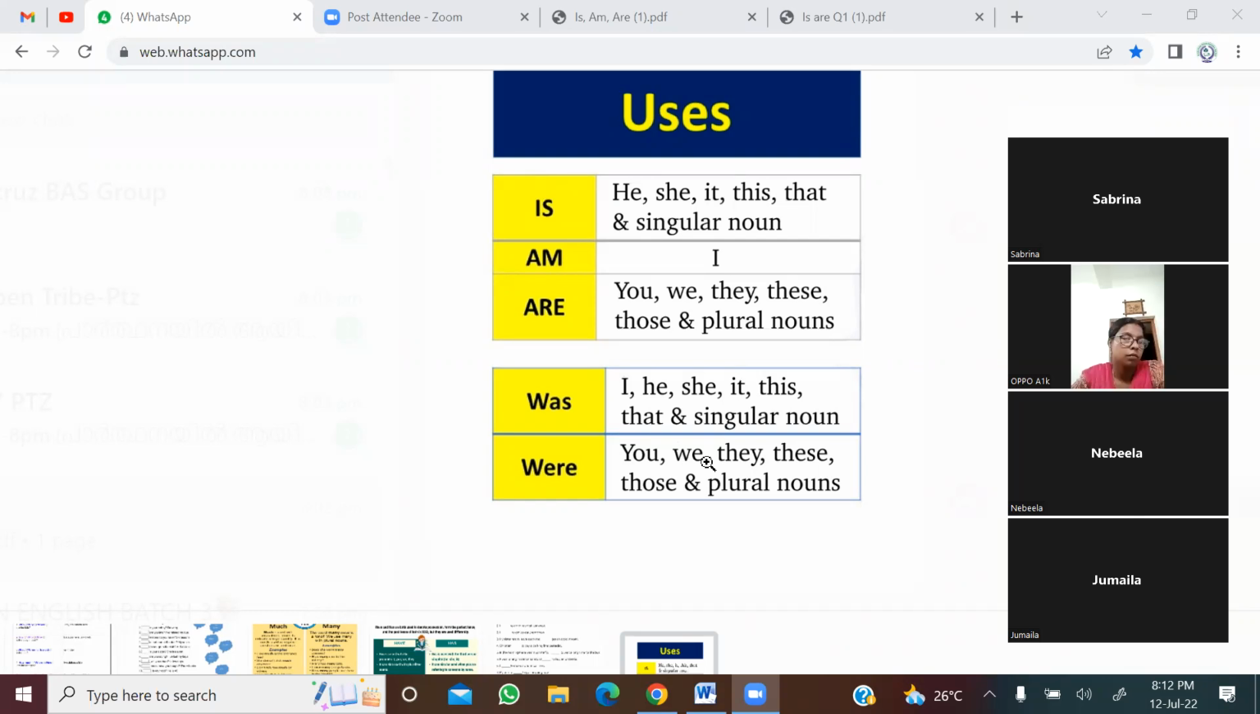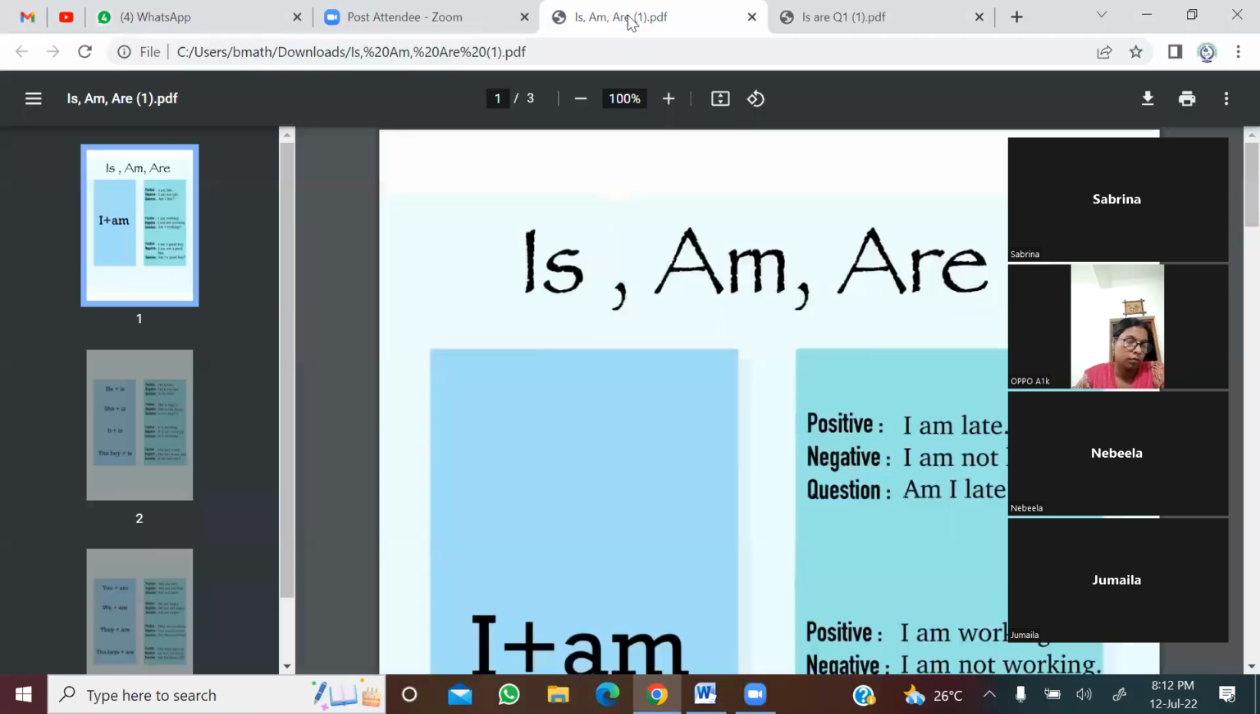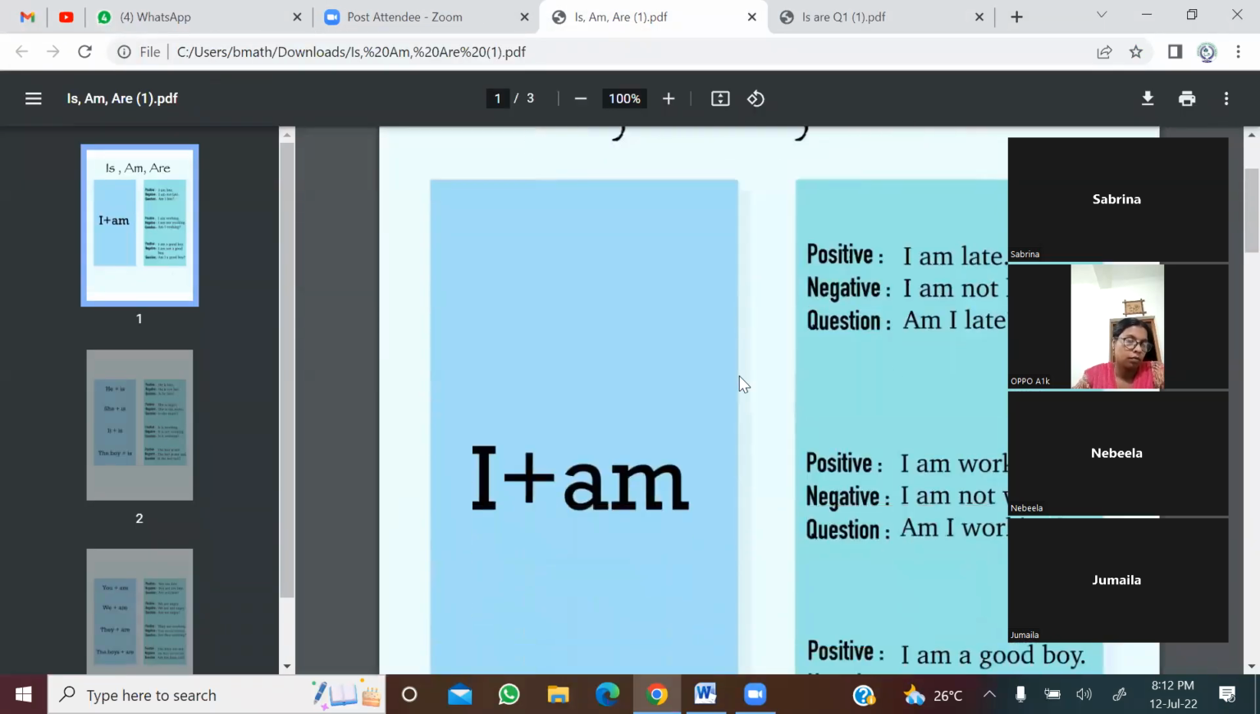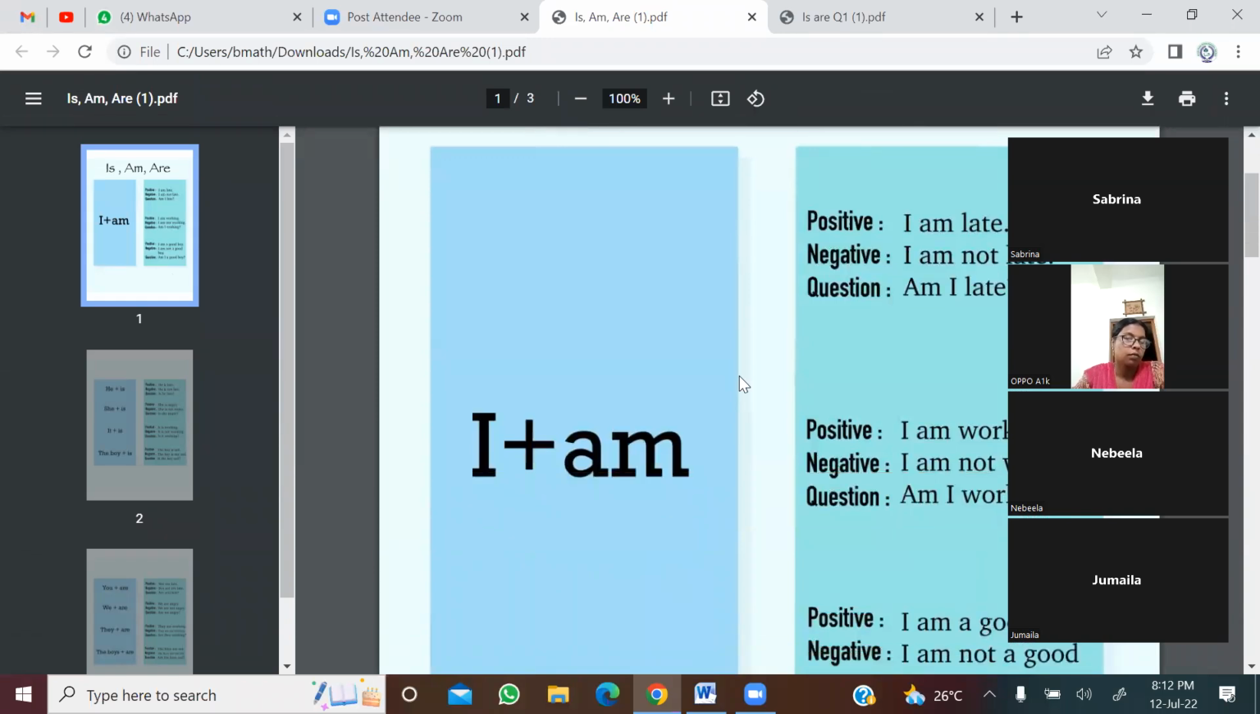They were watching TV. The children were watching TV last day. Okay, so that's how it comes. So we'll just do a small exercise. Before that, I'll just show you this PDF where you have positives, negatives, and questions. A negative is a sentence where you add no or not. And the question form never begins with a pronoun.